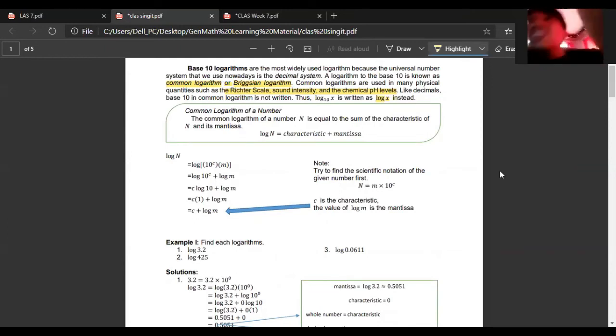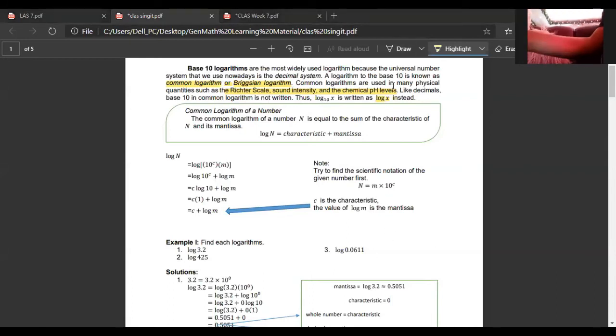So before we proceed to our discussion about the common logarithm, which is the sum of the characteristic and mantissa, I want to ask you this serious question. Because this is actually discussed in your science. I'm not sure if it's grade 7. But do you still remember how to write scientific notation? Marunong pa ba? Hello? Marunong pa ba?